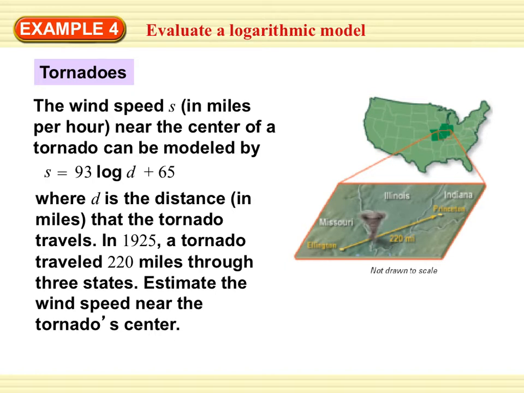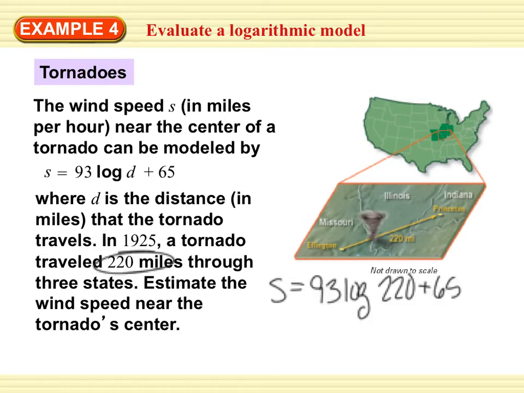Moving on to example 4, tornadoes. The wind speed s in miles per hour near the center of a tornado can be modeled by s equals 93 log d plus 65, where d is the distance in miles the tornado travels. In 1925, a tornado traveled 220 miles through 3 states. Estimate the wind speed near the tornado's center. So we know that d equals 220. S equals 93 log of 220 plus 65.